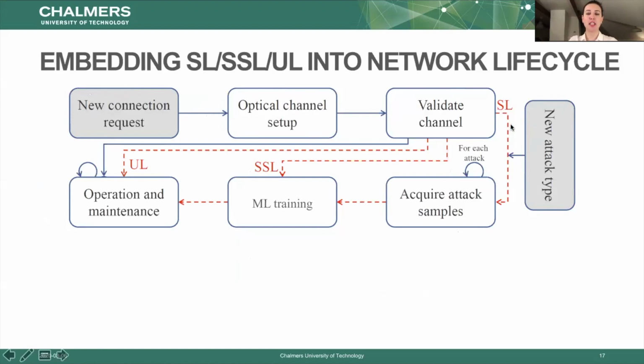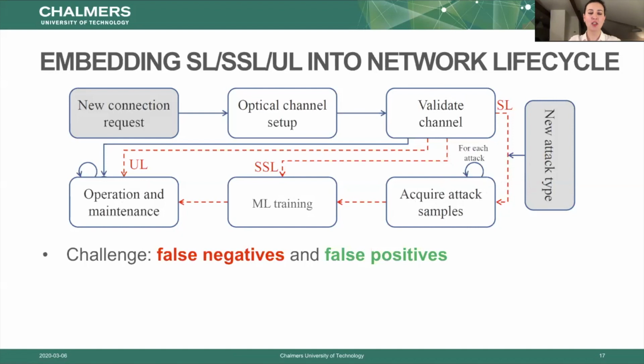If supervised learning is used, then every time a new connection request comes or a new attack type appears, we need to acquire attack samples for each attack and each connection, and we need to use this labeled data for training. Semi-supervised learning uses only the normal operating conditions for training, while the unsupervised learning jumps straight to the operation and maintenance mode and does not have any training whatsoever.